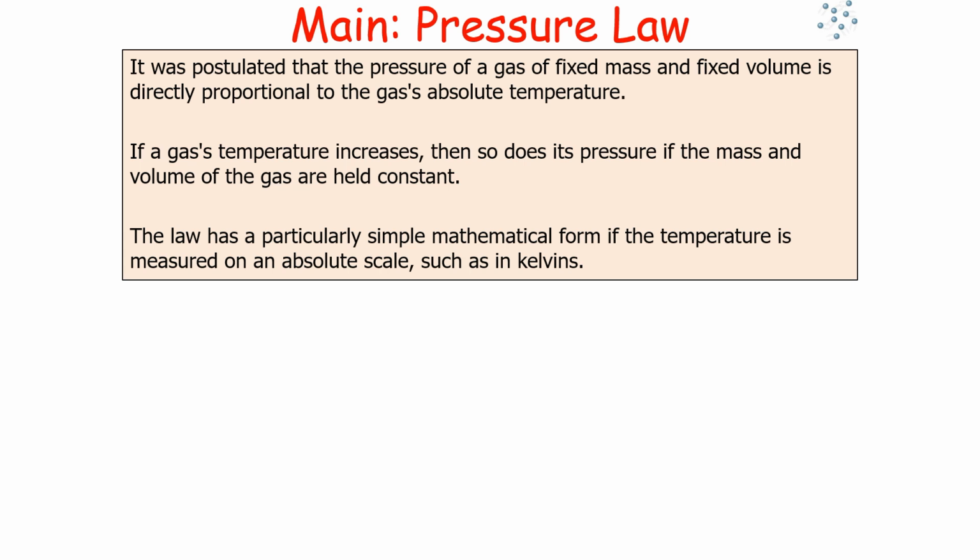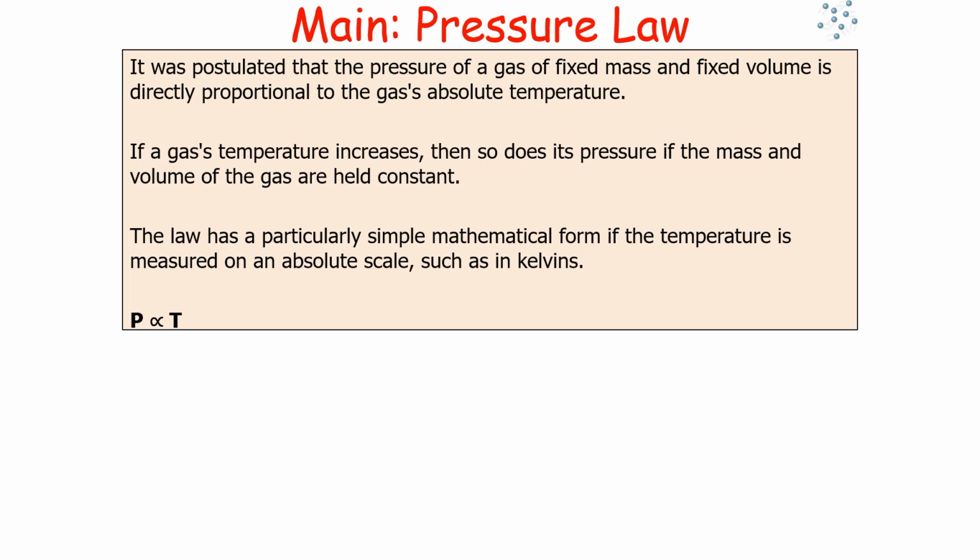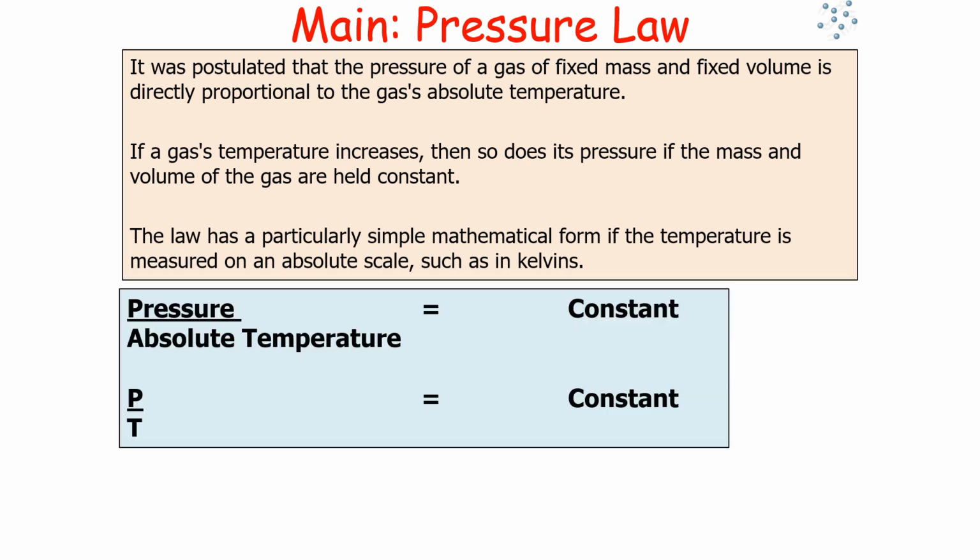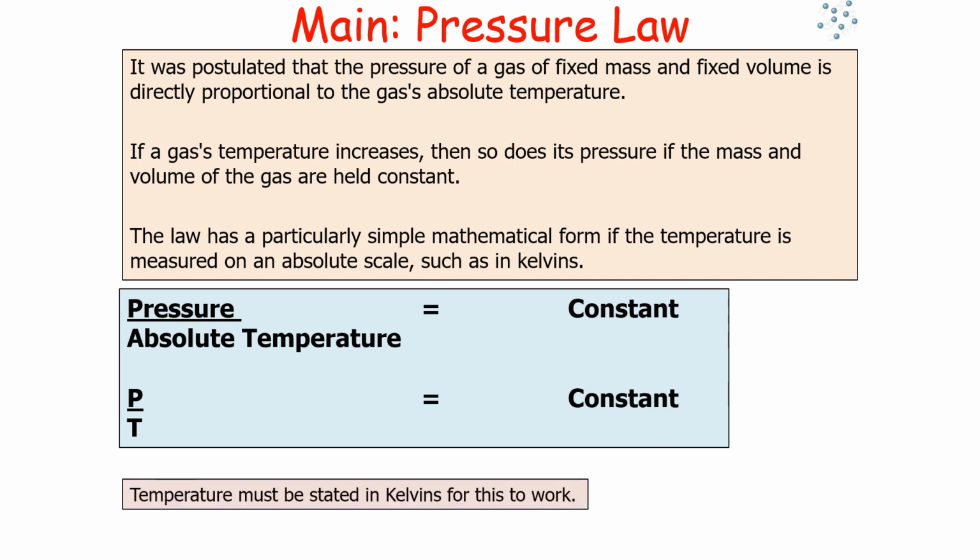So this law has a very simple mathematical form if the temperature is measured on an absolute scale such as Kelvin. So P is directly proportional to T, or we could also say that pressure over absolute temperature, P over T, is equal to a constant, but it only is true if the temperature is given in kelvins.